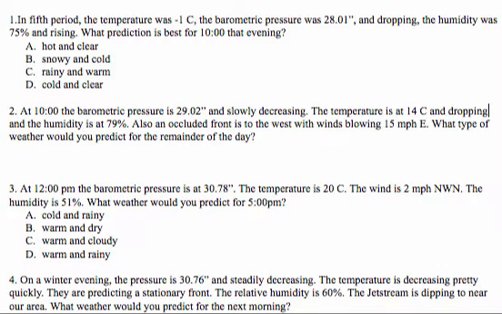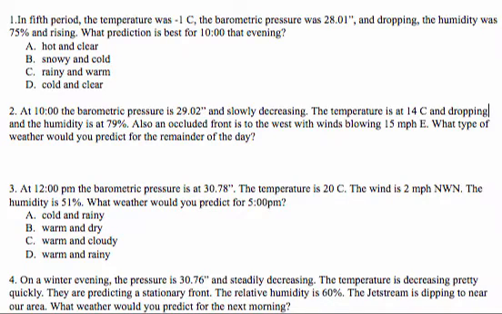So we have a high barometric pressure. We have a really nice temperature, so 20 degrees Celsius is really nice and warm. And our wind is really low, so we may have a slight breeze, but not much at all. And 51% humidity is perfect. We're talking the perfect day. So let's look at our choices.